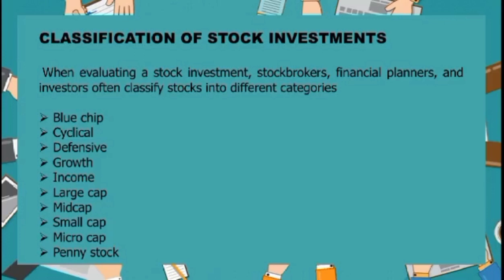Number 6, large cap, a stock issued by a corporation that has a large capitalization in excess of $10 billion. Number 7, mid cap, a stock issued by a corporation that has a capitalization of between $2 billion and $10 billion. Number 8, small cap, a stock issued by a company that has a capitalization of between $300 million and $2 billion. Number 9, microcap, a stock issued by a company that has a capitalization of $300 million or less.